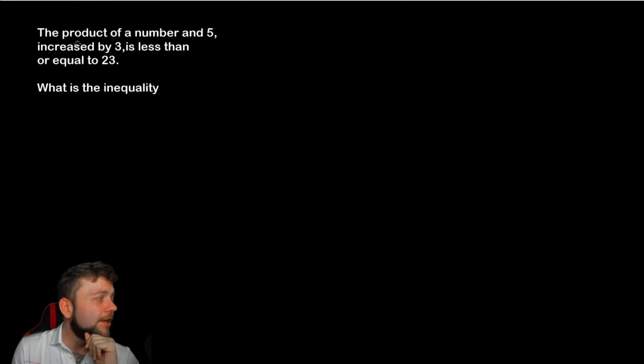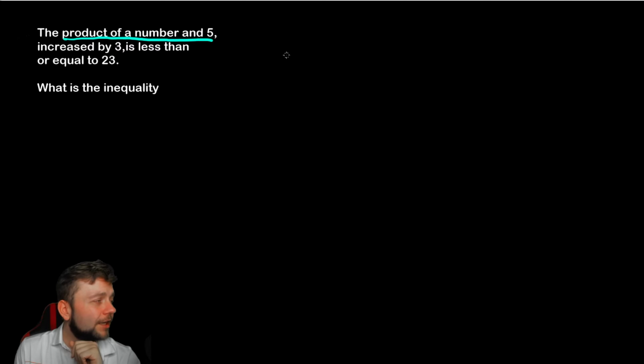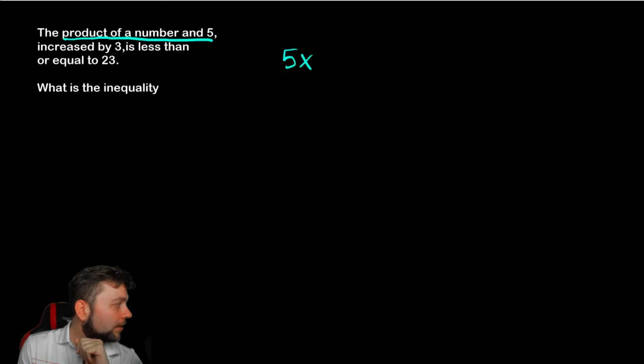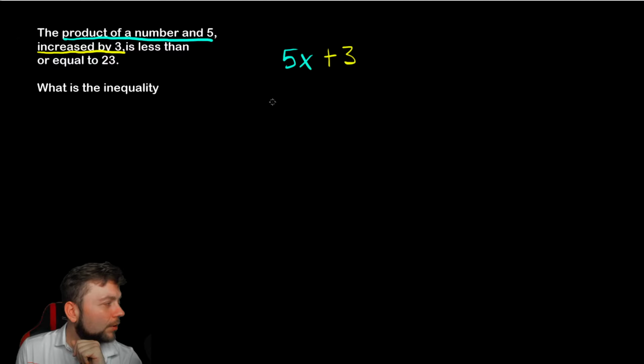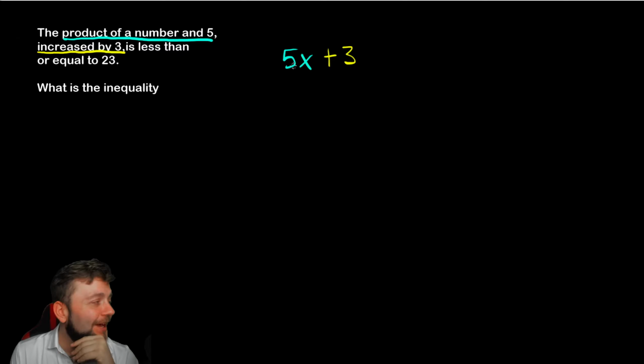What is this saying? We'll get our different colors out. The product of a number and 5. What is another way of thinking of the product of a number and 5? It is 5x. We don't know what that number is, right? So 5x, and it's increased by 3. So we add 3. There is no other side. I'm just so programmed to saying both sides that it automatically came out.